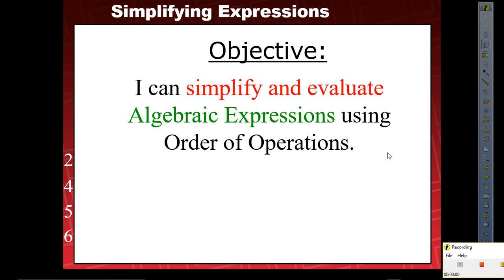All right, our objective for today: I can simplify and evaluate algebraic expressions using order of operations. Three together, 1, 2, 3. I can simplify and evaluate algebraic expressions using order of operations. So now, if you notice, we have a new concept. What's going inside your Foldable model? Which is algebraic expressions. Good.